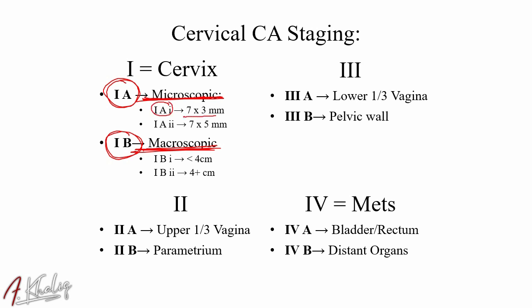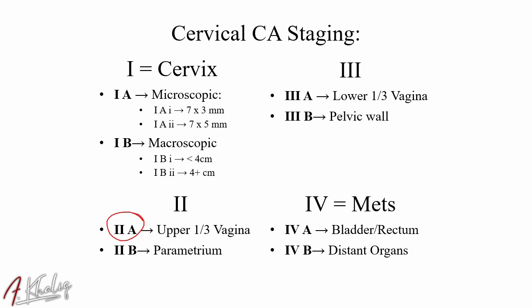size of lesion is up to 3 millimeters, and 1A2, which means the size of the lesion is up to 5 millimeters. If you talk about 1B, which are macroscopic lesions, you can again further divide into 1B1, which means the size of lesion is less than 4 centimeters, or 1B2, which means the size of lesion is more than 4 centimeters. Then you can have stage 2, which can further be divided into stage 2A and stage 2B.